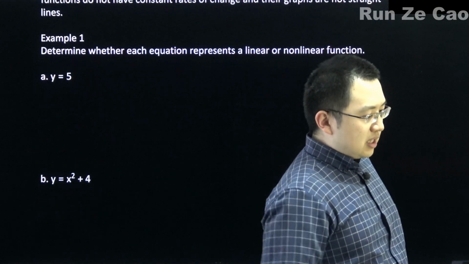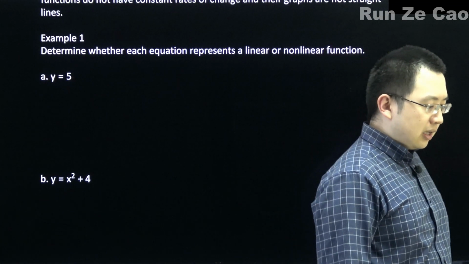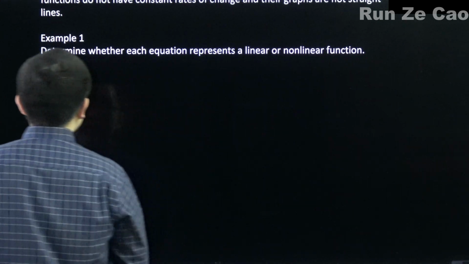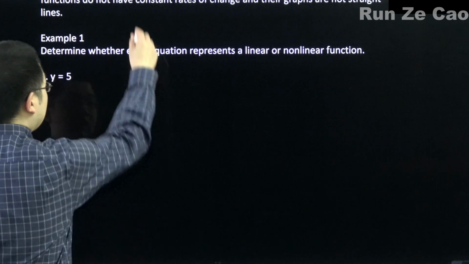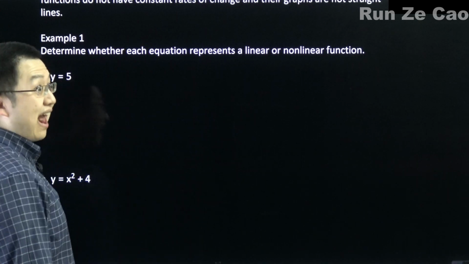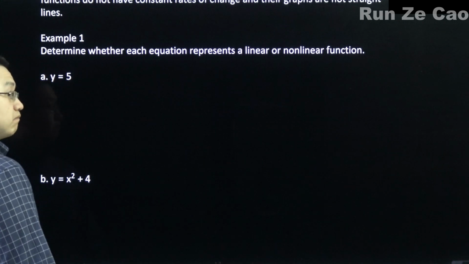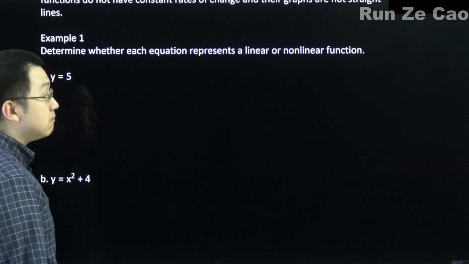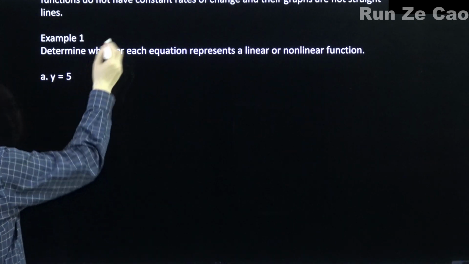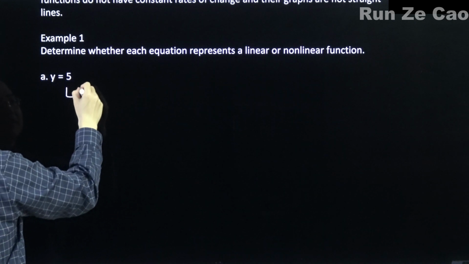So determine whether each of these are linear or nonlinear functions. Y equals 5? Well, what does the graph look like? Oh, y is just 5. Oh, it's a flat line. Linear. Yeah, okay. Obviously, this is linear.